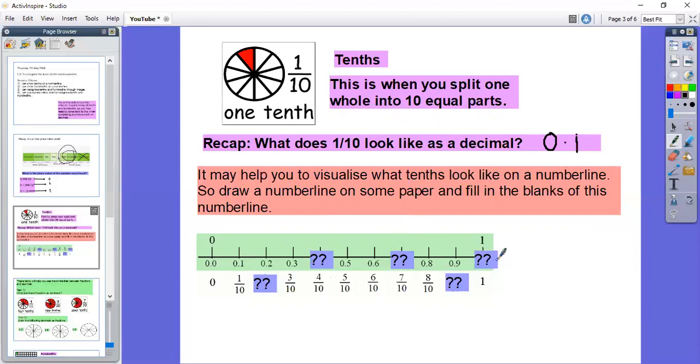So now go through this number line, have a go at working out what the missing numbers are, okay? Use your fractions to help you, use your decimals to help you, but you need to know what the answers are basically. So you can pause the screen for a minute because I'm going to go through the answers now.